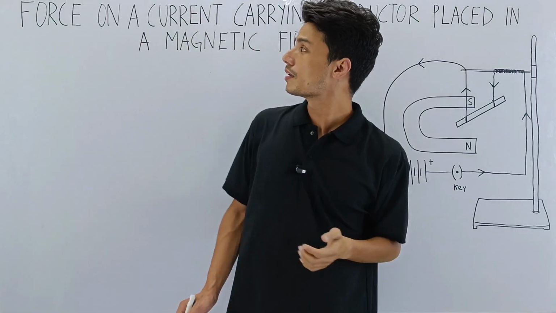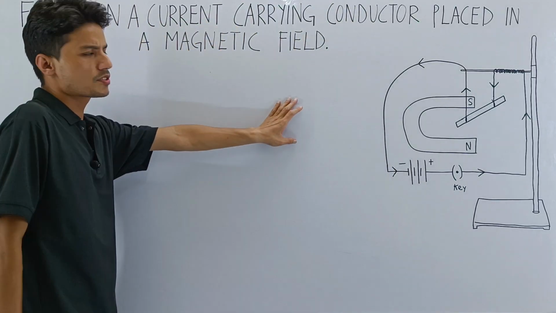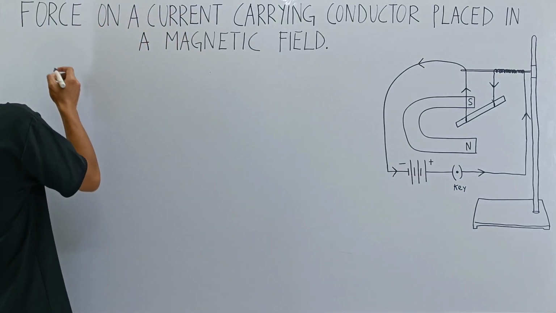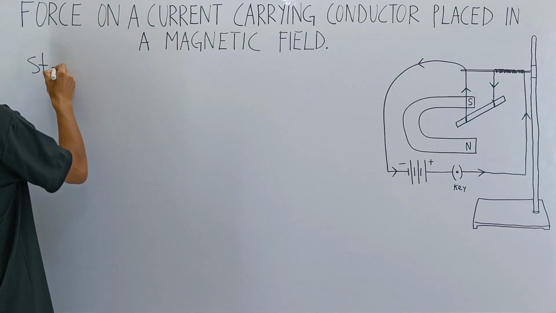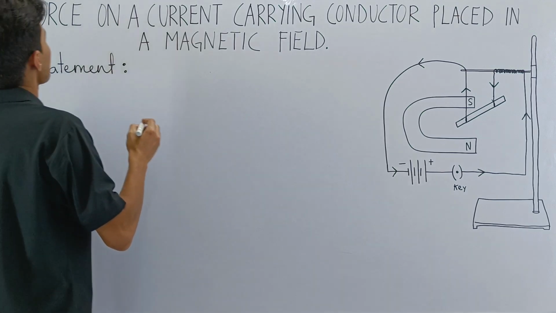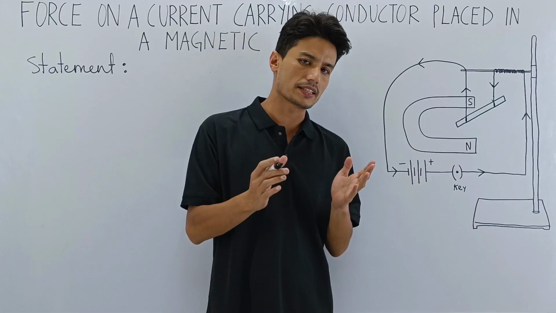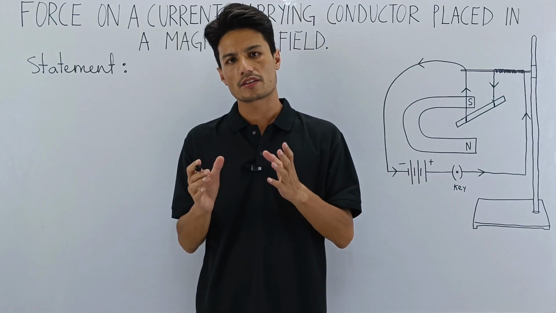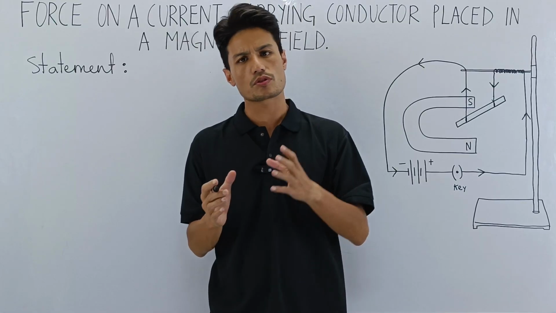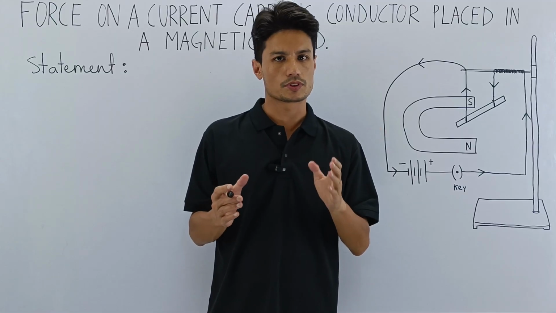Now, there's a statement for this particular topic. So let's first write down the statement and then we'll proceed with the discussion. The statement goes like, when a current carrying conductor is placed inside an external magnetic field, the current carrying conductor experiences a magnetic force. The current carrying conductor experiences a force which is mutually perpendicular to both current and magnetic field. So that is the statement.